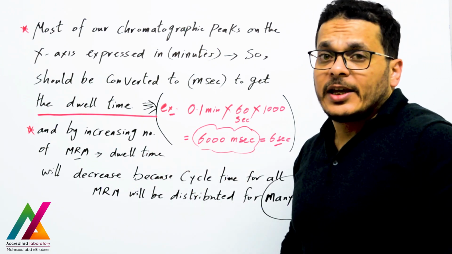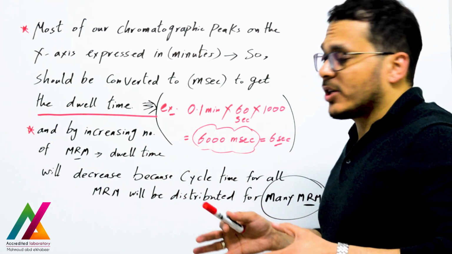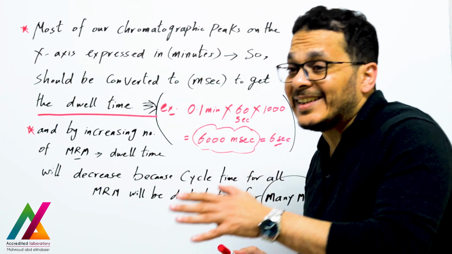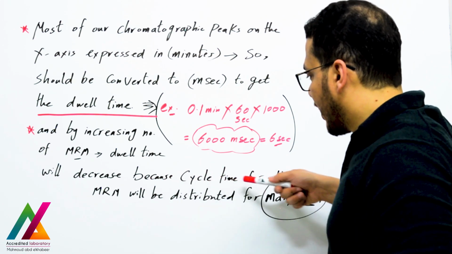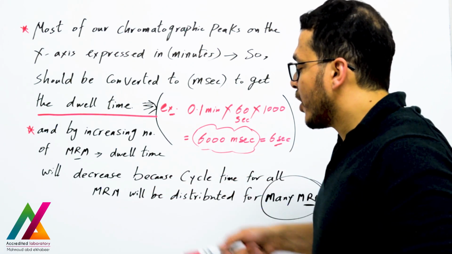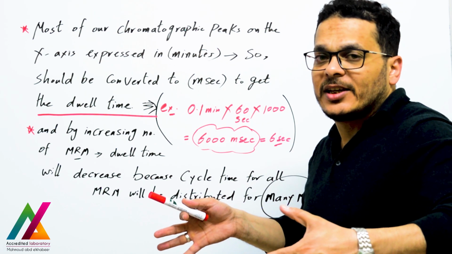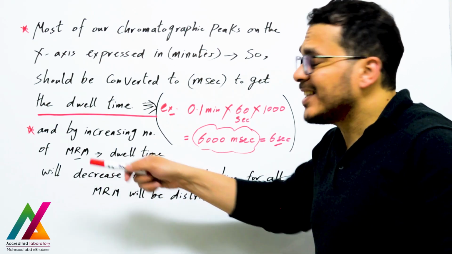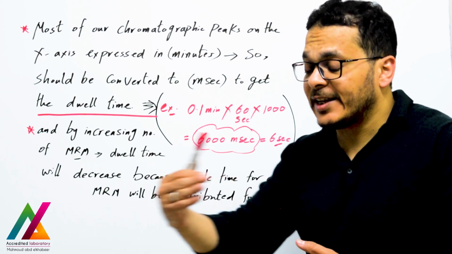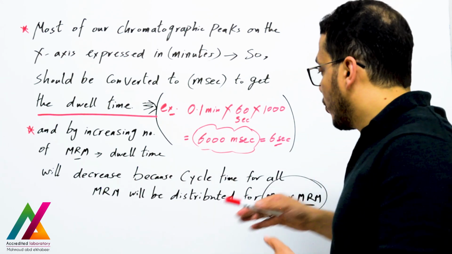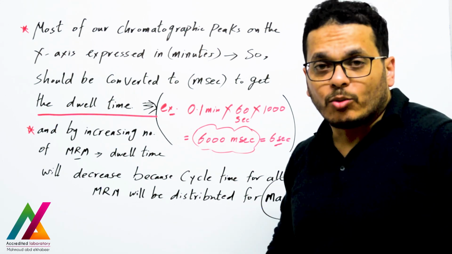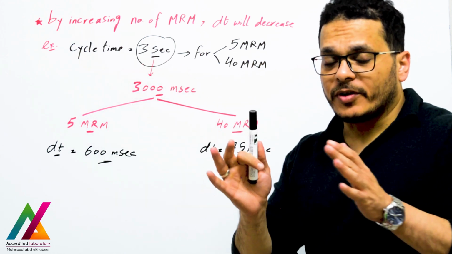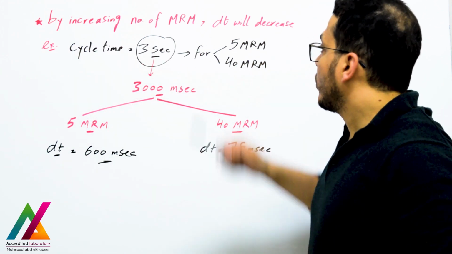And also for cycle time, if we increase the number of MRM, dwell time will also decrease, because the same cycle time for all MRM will be distributed among many target analytes or many MRM. So dwell time for each MRM will decrease if we increase the number of MRM for the cycle time. To understand this point, we have an example here. By increasing the number of MRM transitions, as we said, dwell time will decrease.